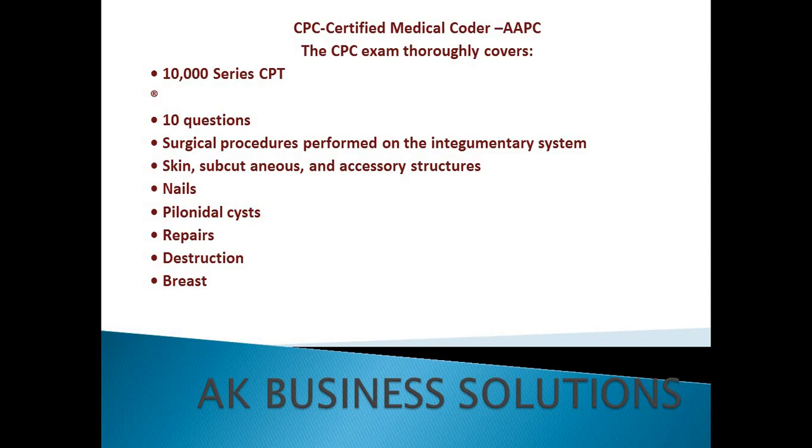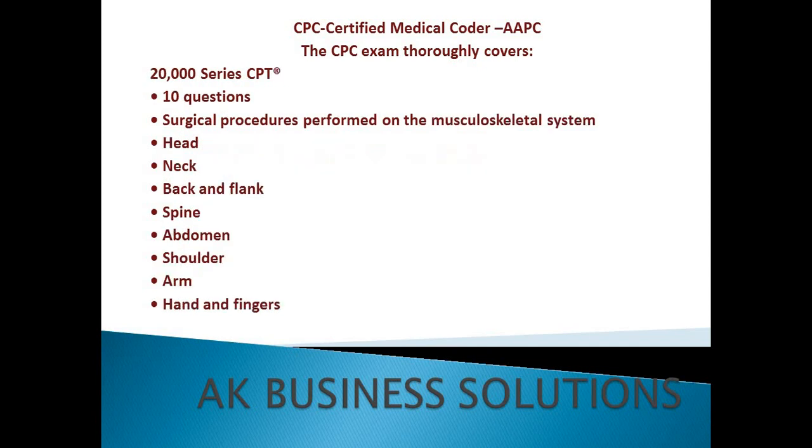As I mentioned in an earlier slide, the 10,000 to 60,000 series is for surgery, 7 series is for radiology, 8 series pathology, 9 series for medicine, and 9 series for E&M. The same way this CPC exam is constructed. For example, there are 10 questions for the 10,000 series, which is the integumentary system. The 20,000 series is again a surgical CPT procedure code series. 10 marks are allocated to the 20,000 series. It includes head, neck, back, spine, abdomen, shoulder, all the surgeries performed on those areas.